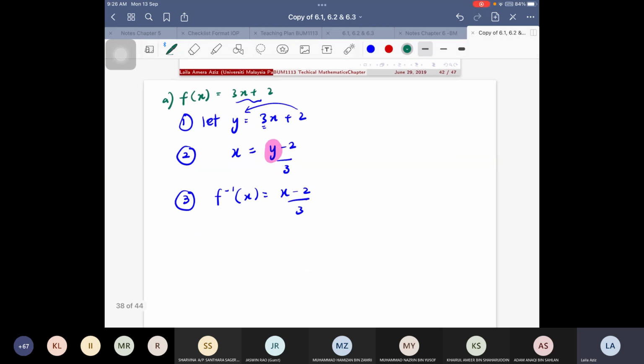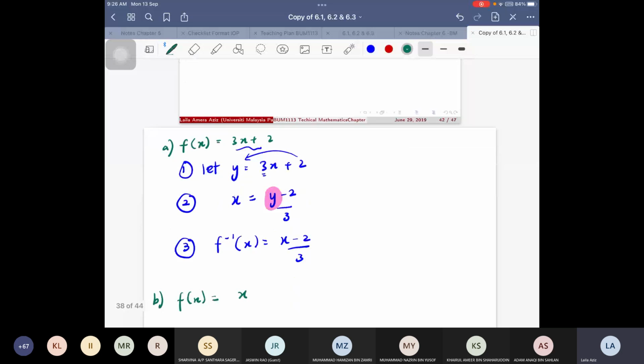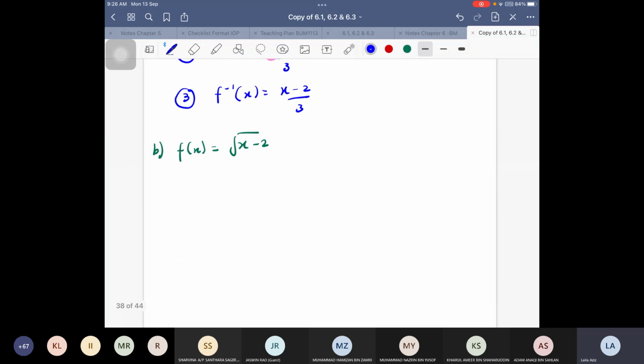And for the case of b, walaupun b ni ada square root tapi idea dia still adalah benda yang sama. So untuk b, f of x adalah sama dengan square root of x tolak 2. Benda sama, function je yang berbeza. So step nombor 1, y adalah sama dengan function ni lah. So x tolak 2. And kemudian I nak cari x. Okay, first I kena hilangkan dulu square root ni. Kita pindah square root di belah sana.